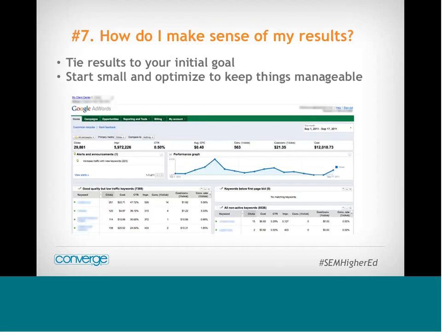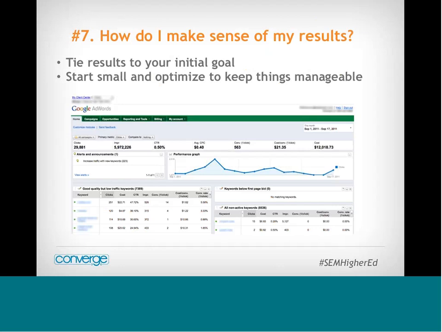Okay, so the next question is, how do I make sense of my results? Another great question. It can often be difficult to do when there's a lot of data coming in on all these systems. But the number one thing is you should have a clear initial goal. Once you have that clear initial goal, you'll be able to tie results specifically to that. Do you want to build brand awareness? Well, for instance, you would look at impressions. Are you getting a lot of impressions at great places? That would be a clear result you could use to analyze.